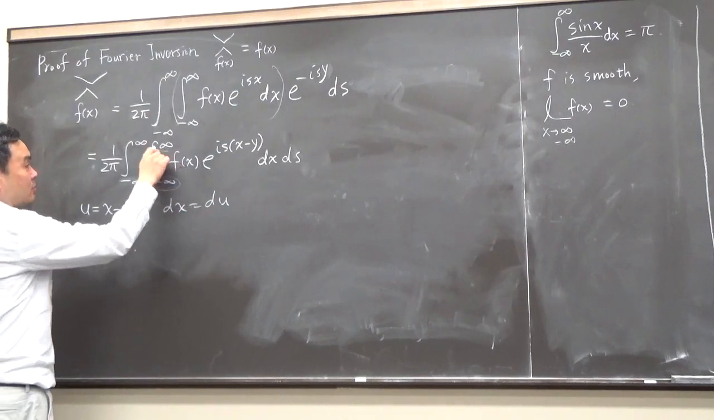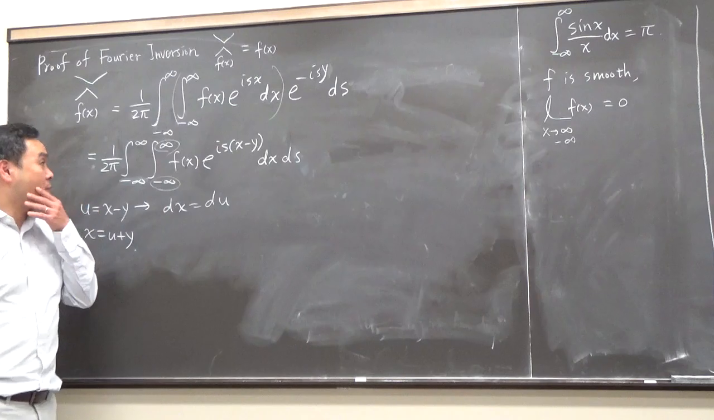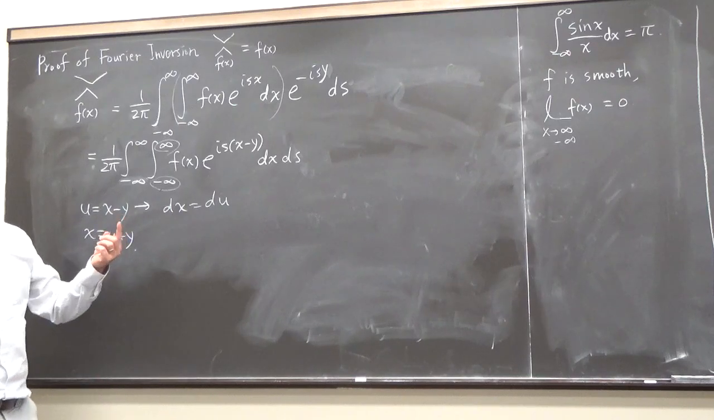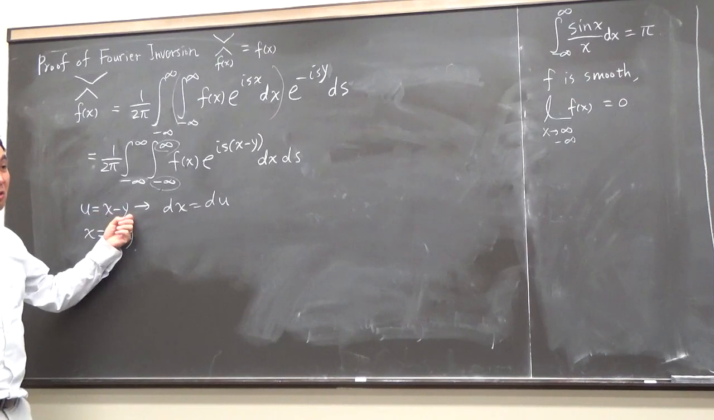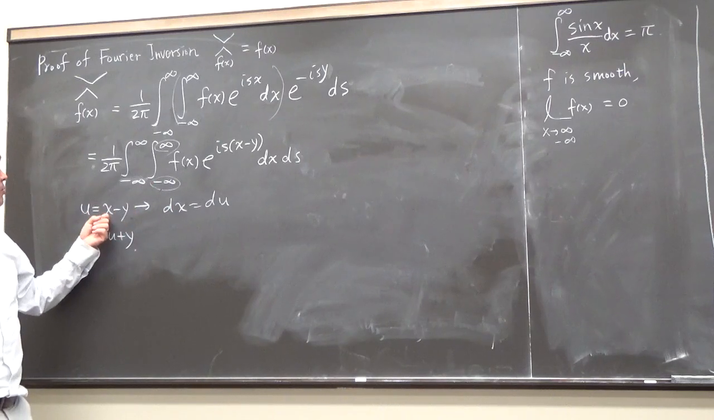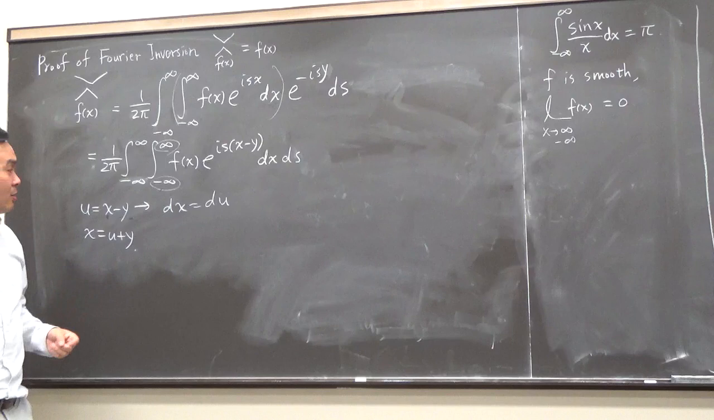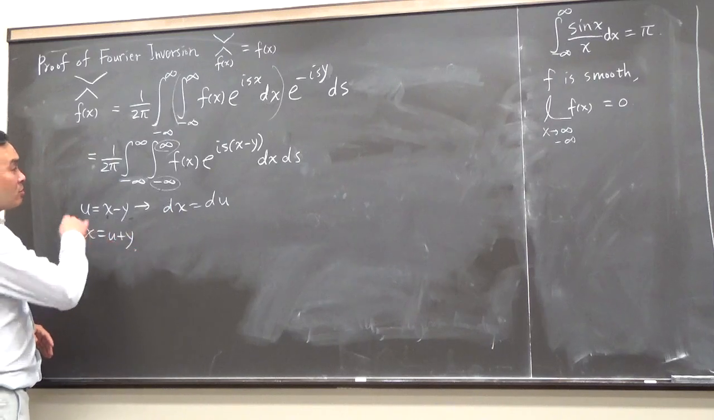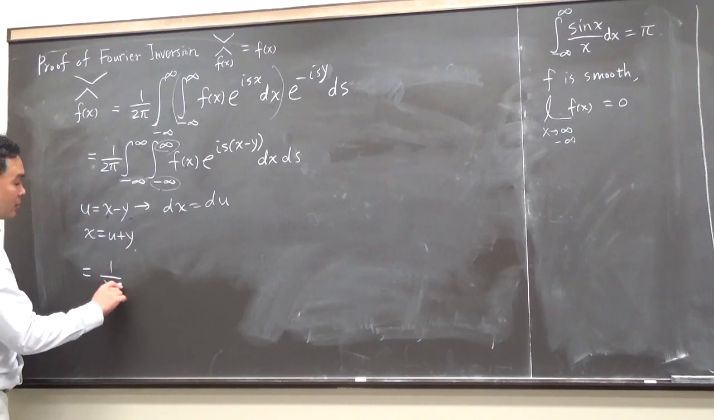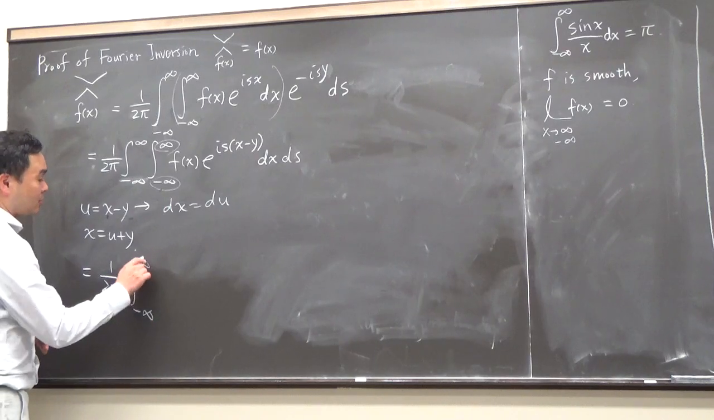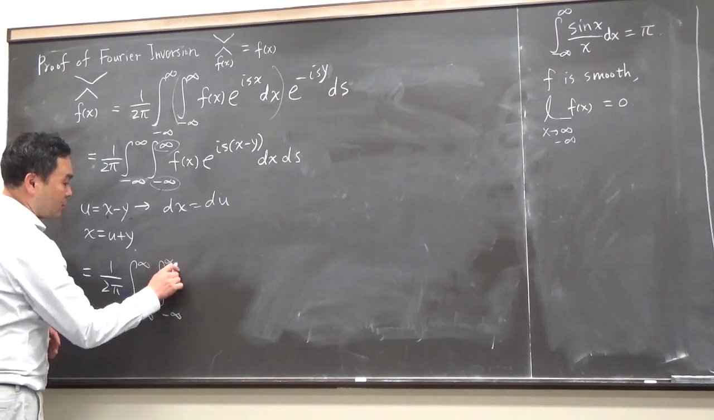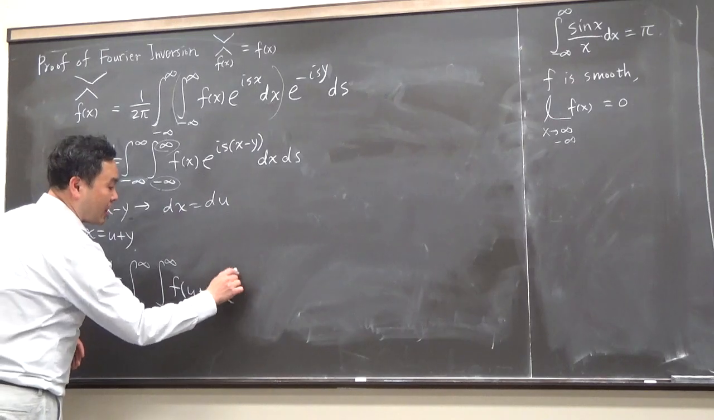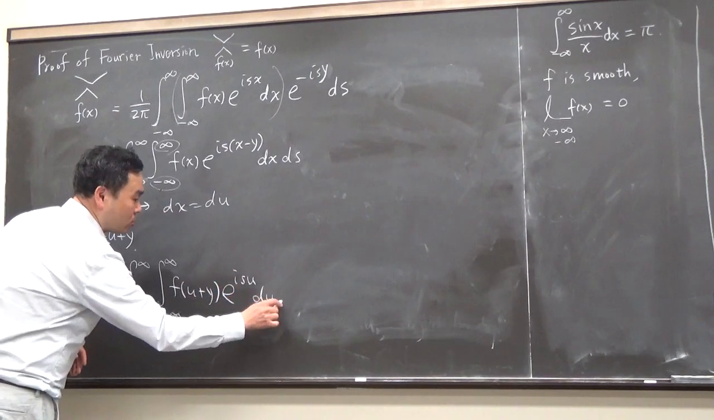I also have to change the endpoints because this is a definite integral. When x is negative infinity, y is considered as a constant, right? So if you have negative infinity minus a constant, that's still negative infinity. If x is infinity, infinity minus a constant is still infinity. So the boundary, although I do have to change it, it turns out that it doesn't change at all. So under this change of variables, you have 1 over 2 pi integral from negative infinity to infinity of f of u plus y times e to the isu du ds.